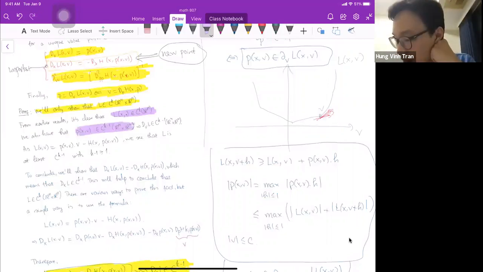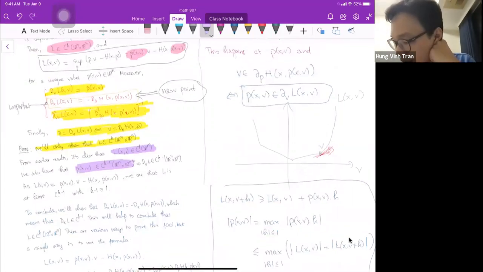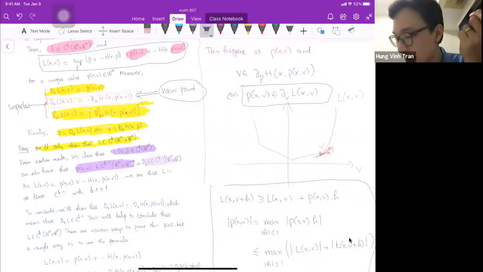Why is it so? It is so because Pxv is dV in L of xv, and v is dP of Hp, and this is CK minus 1. So basically this implies that dV in L is CK minus 1. That's not a problem.